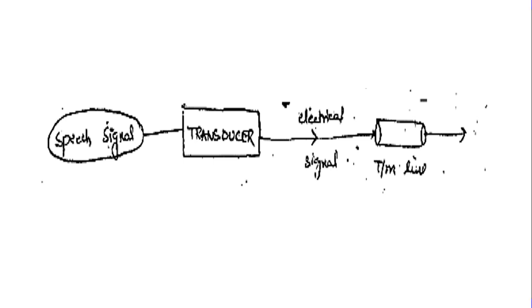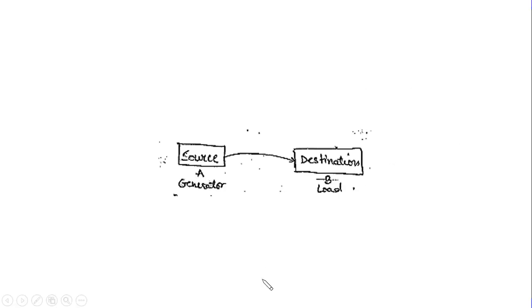So you can say that a transmission line is nothing but a medium which transmits the signal from one end to the other, or which makes the signal available from the source to the destination. So we have one source and the destination. Here we can see that the source is generally known as the generator and the destination is known as the load. So we will use these terminologies in the transmission line, that is the generator and the load, as we can see on the figure.